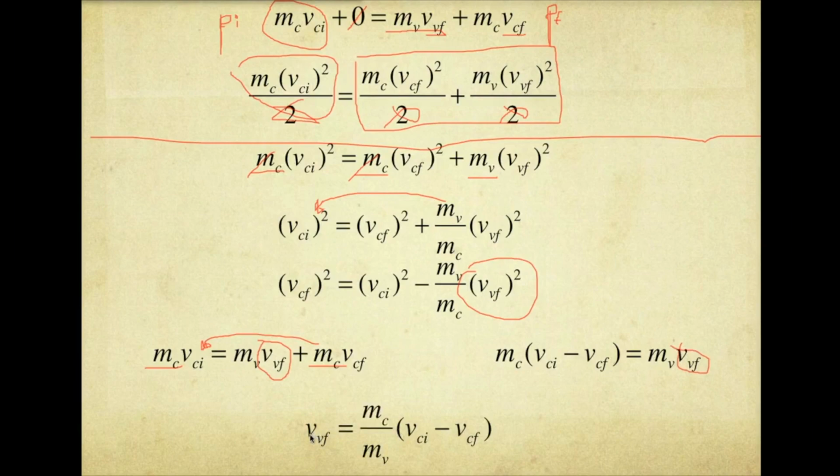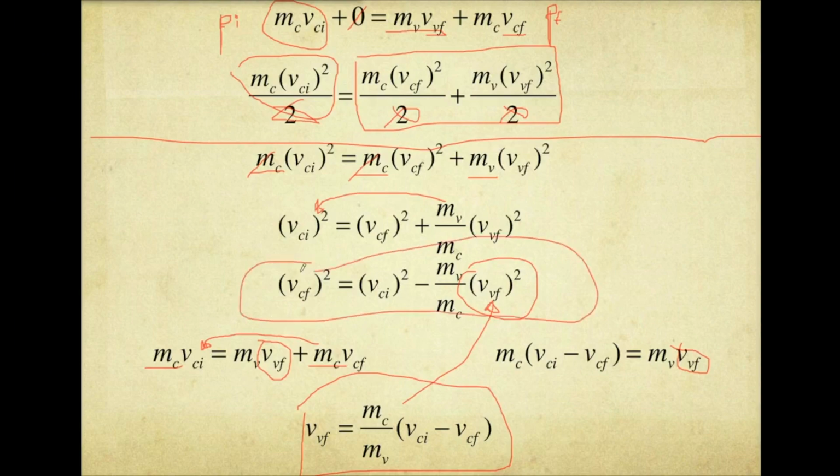So velocity final of the van equals mass of the car over mass of the van, times the difference between initial velocity of the car and final velocity of the car. So what I'm going to do after that, I'm going to take this and put it in here. I'm going to look at this equation right here and put this, which I got from conservation of momentum, instead of v final for the van.